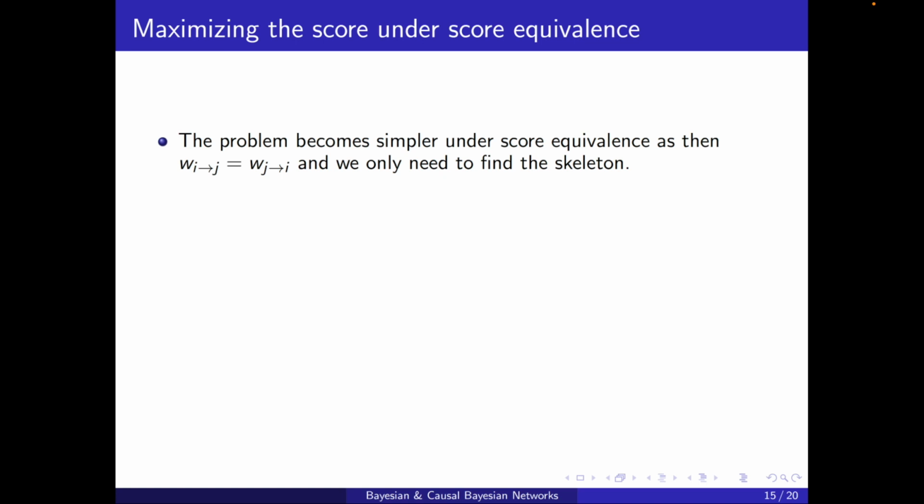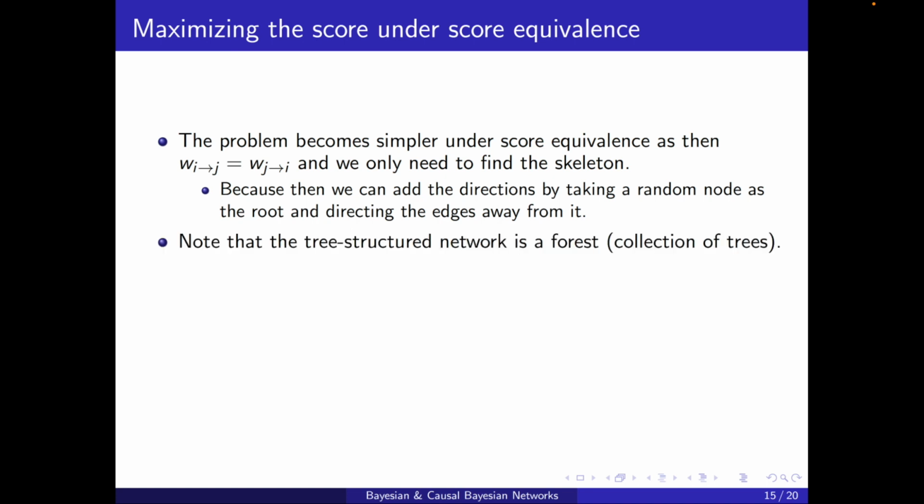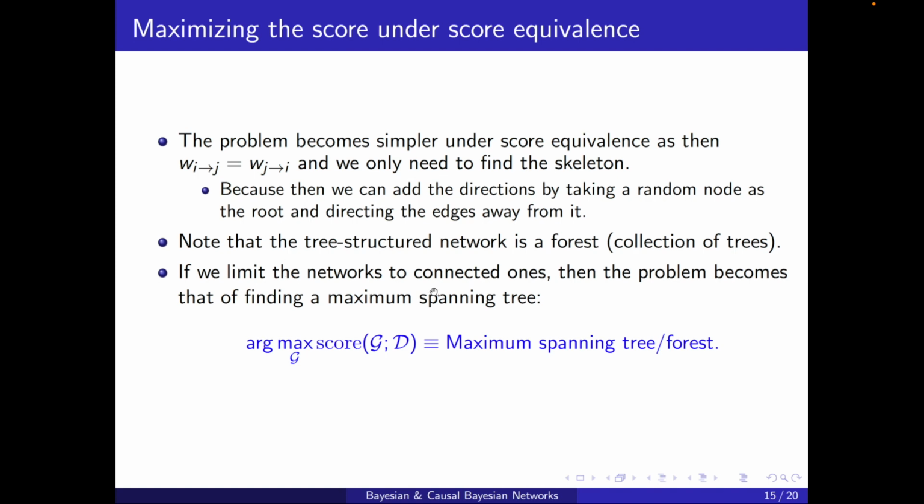The problem actually becomes simpler under score equivalence, as then we have that the weights are equal in both directions, and we only need to find the skeleton. We just discussed that. The reason is that once you have the skeleton, you can add the directions by taking a random node as the root and directing the edges away from it. It doesn't matter which node, just one node as the root. Note that a tree-structured network is basically a forest, a collection of trees. We already discussed that.